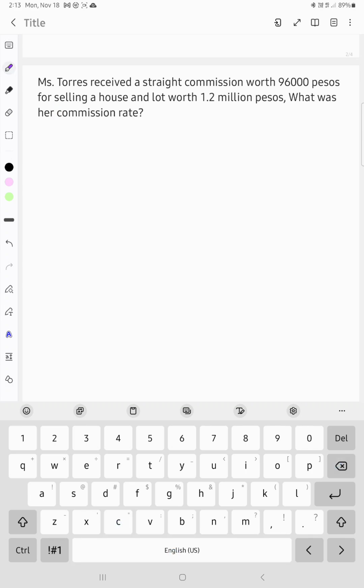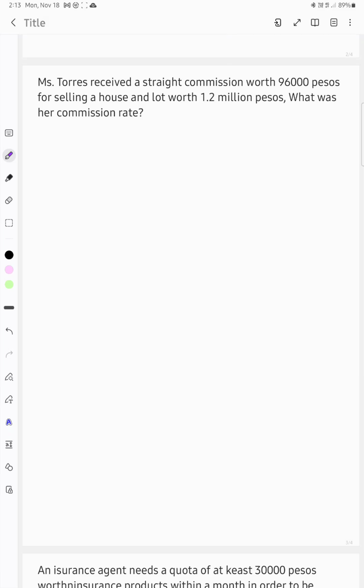So, when we talk about commission rate, remember the triangle. Commission rate is equal to the commission, or how much the sales agent, Miss Torres, got, divided by the total sales. So our commission rate would be commission over sales.